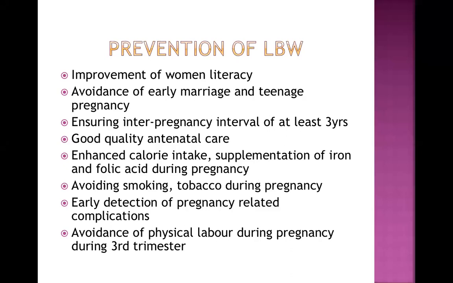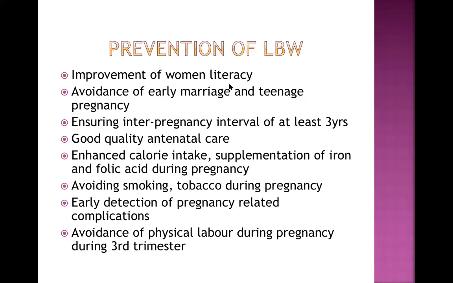Okay, lastly, let's talk about how can we prevent low birth weight babies like preterm or IUGR babies. Can we do anything to prevent them from happening or not? Now, the first thing is improvement of woman literacy. We have to do that, so that they will be more educated regarding antenatal care, regarding the nutrition, regarding different aspects of the health. Avoidance of early marriage and teenage pregnancy, very important point. Early marriage and teenage pregnancy means less than 18 years of age. Now, if somebody is pregnant in less than 18 years of age, then there is very high chance of premature birth or even IUGR.